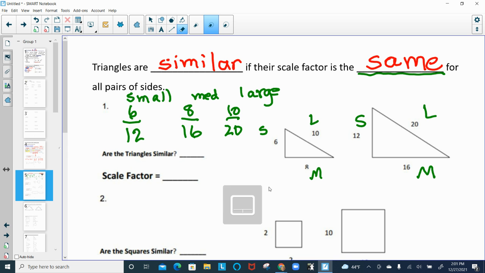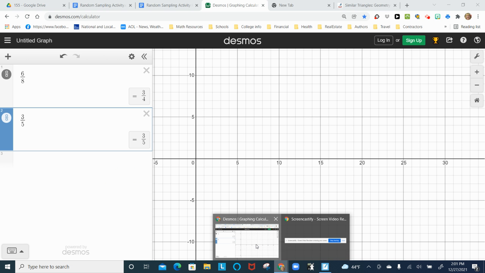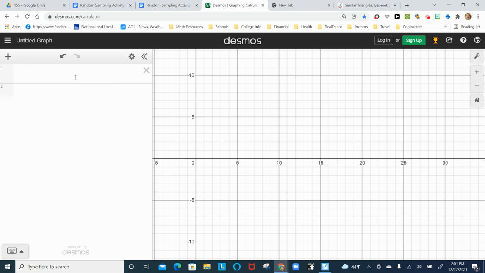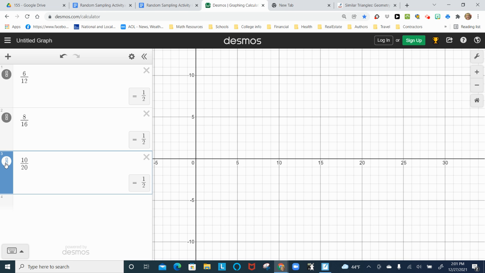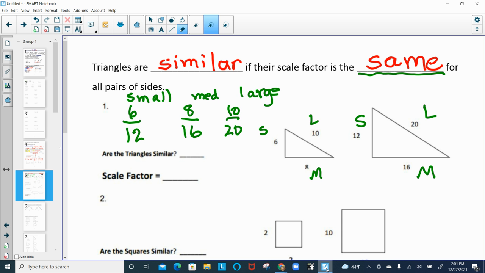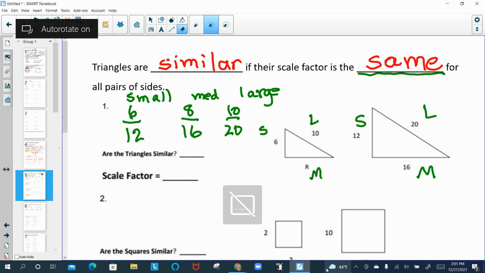The easiest way to do that, if you cannot reduce them on your own, is to put them into the Desmos calculator. And you really don't even need to make them fractions again, because you can compare their decimals. And I'm just entering them all in. Notice how we're getting 0.5 for all of them, or 1/2. So the question I have for you is, can you tell that all of the scale factors are 1/2?